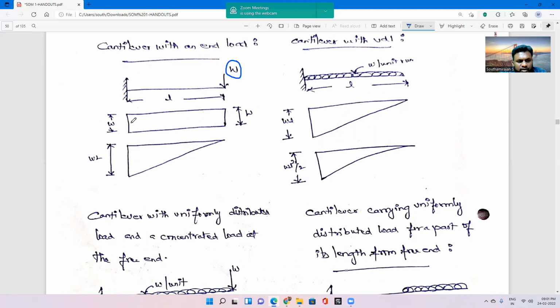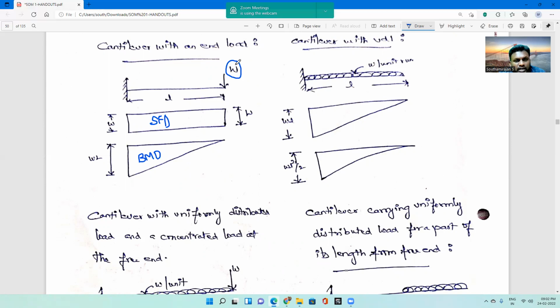Similarly, the shear force diagram will be represented in short form as SFD, and the bending moment diagram will be represented as BMD. So this will be the short form representation, SFD as well as BMD. SFD indicates shear force diagram, BMD indicates bending moment diagram.